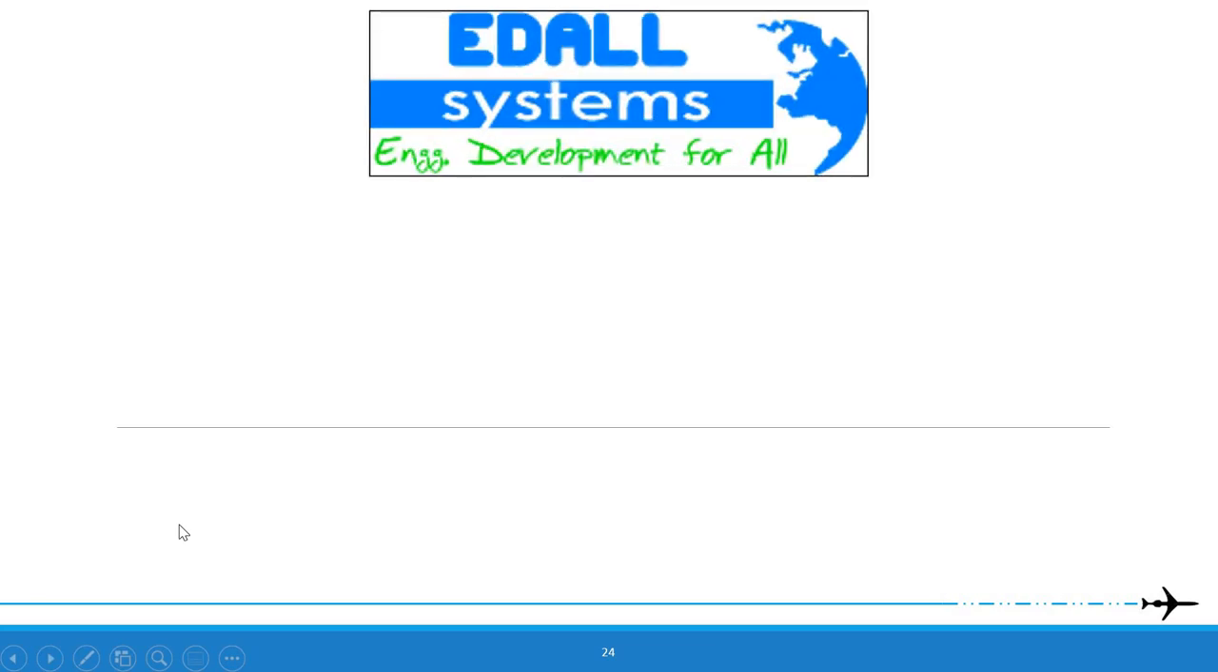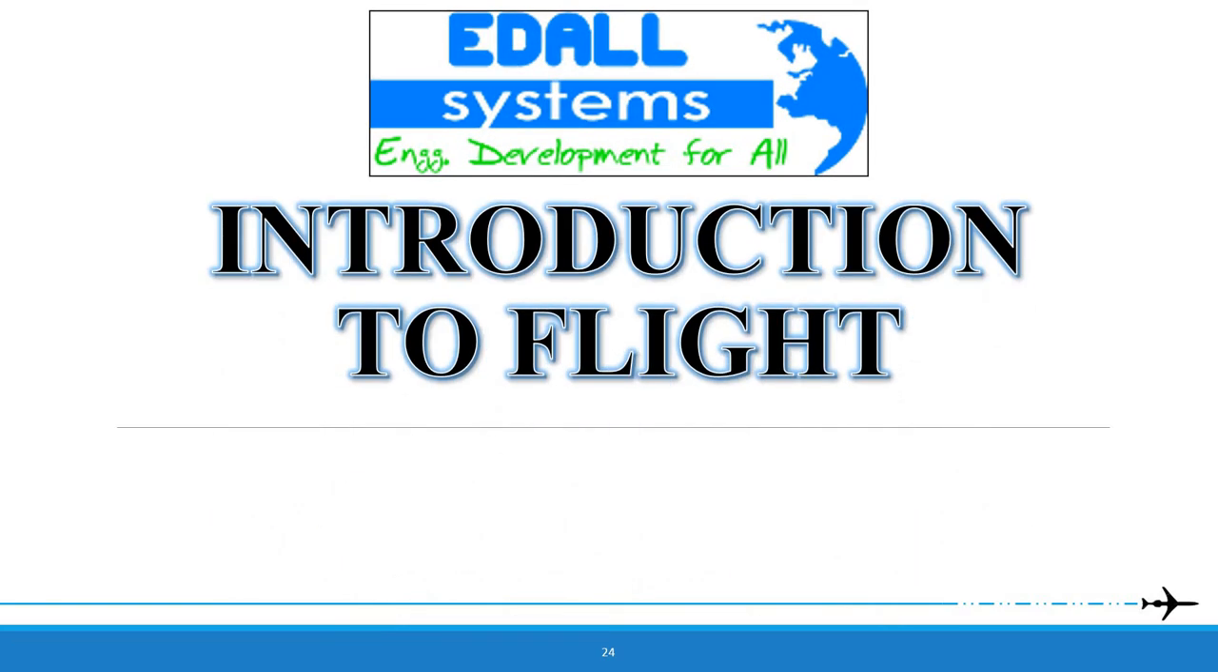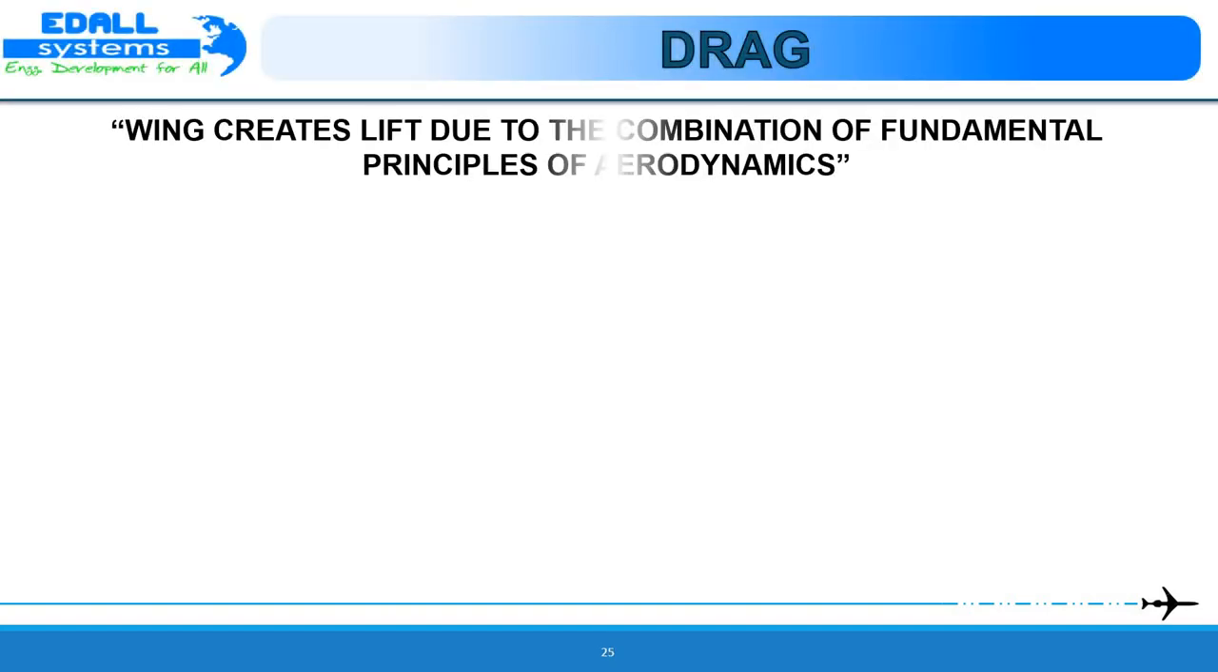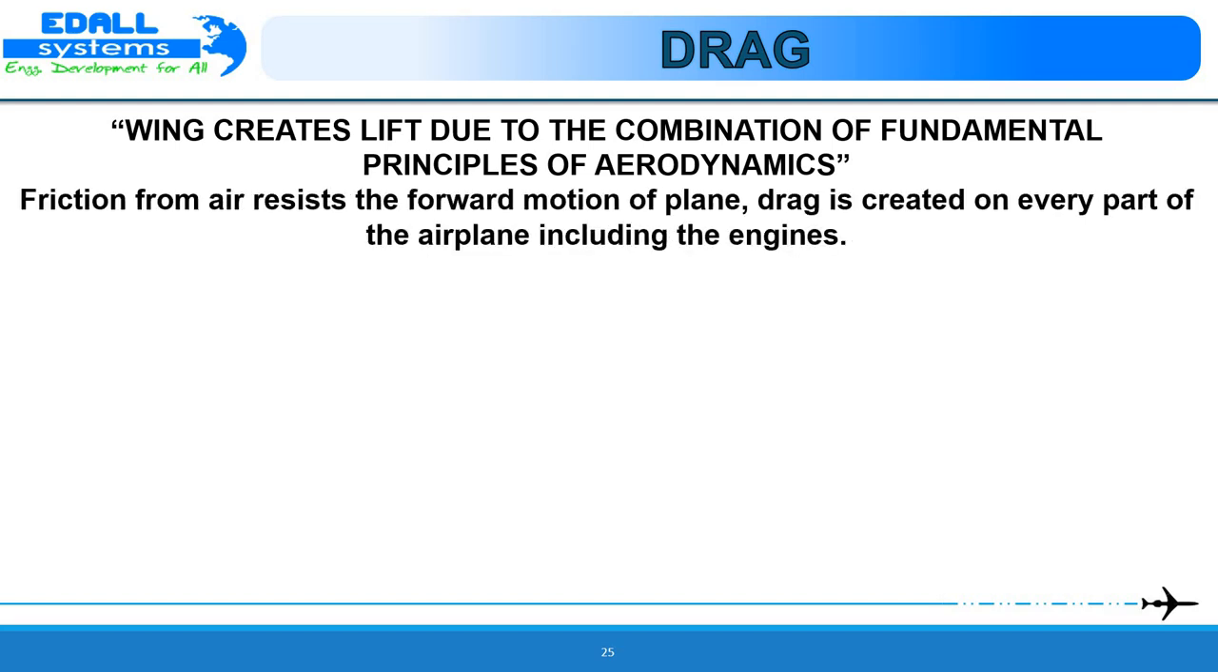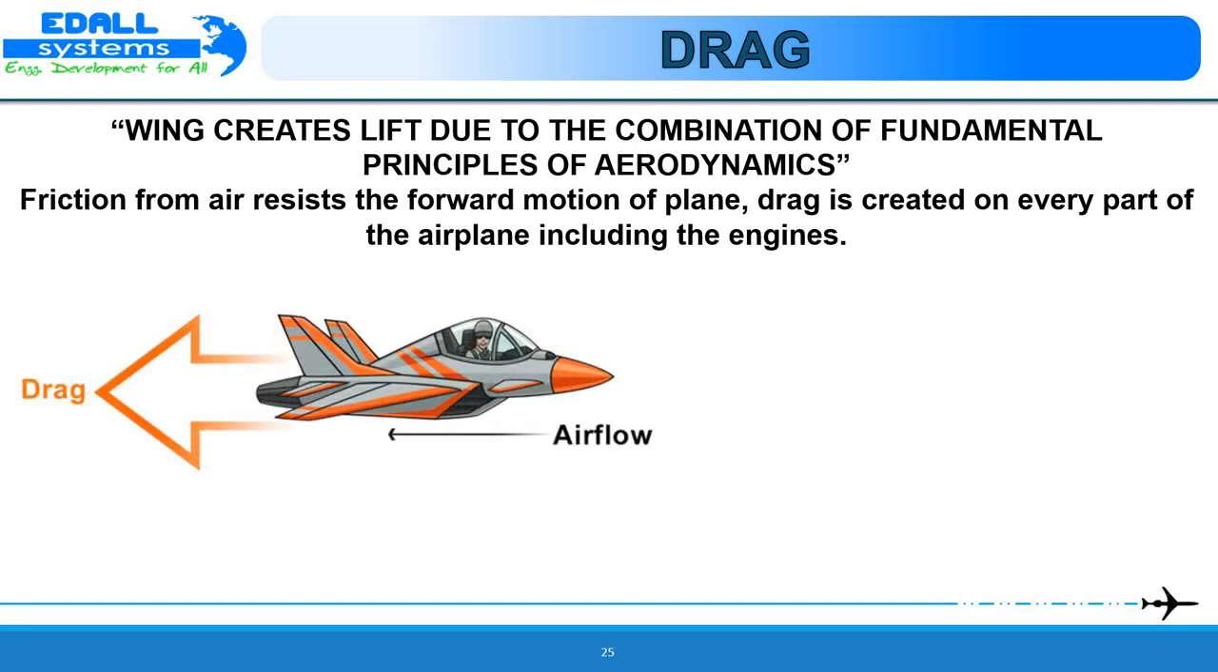In our previous session, we had discussed the fundamental equations. Now let us start off with drag. Wing creates lift due to the combination of fundamental principles of aerodynamics. When two masses are in contact, they resist each other's motion. In the case of an aeroplane, air resists the forward motion of the aeroplane.